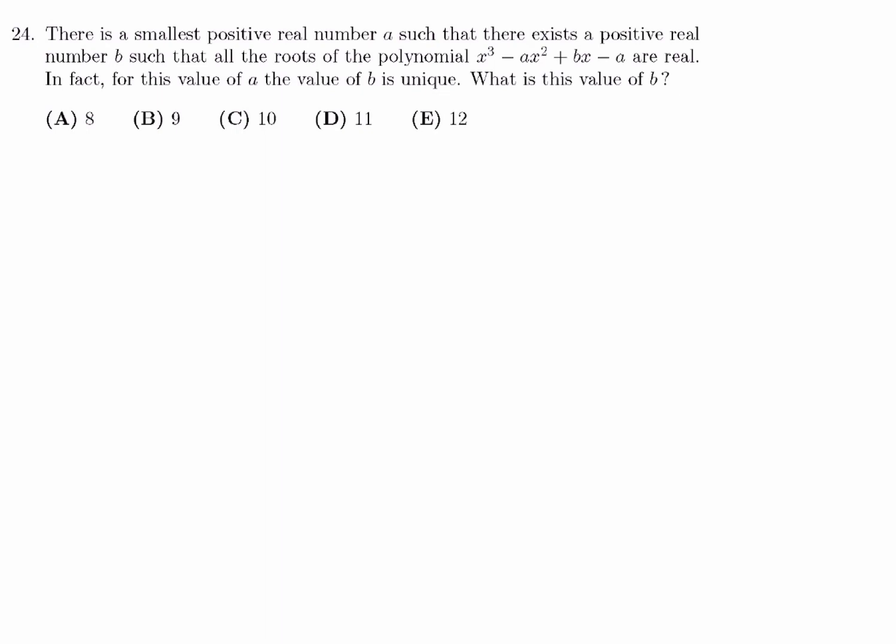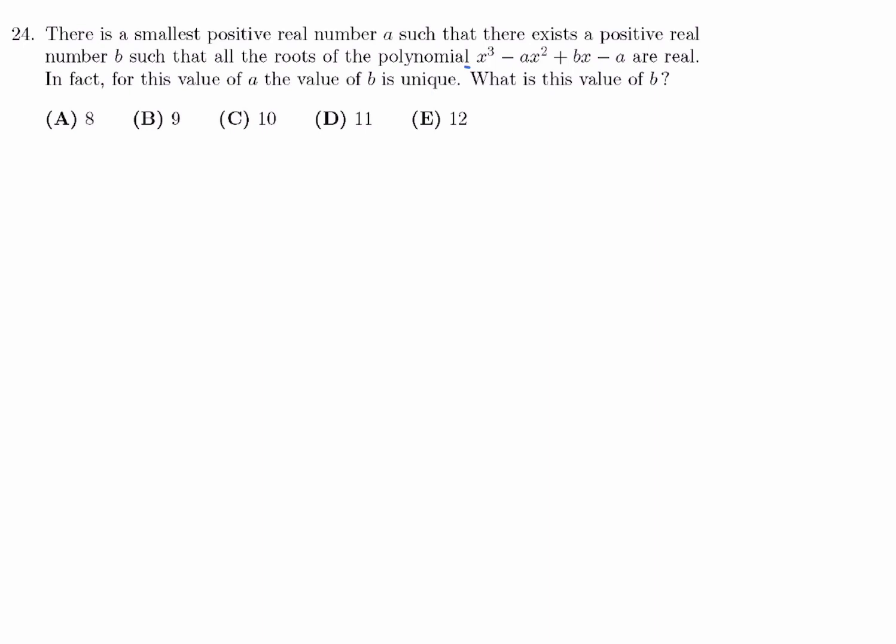There is a smallest positive real number a such that there exists a positive real number b such that all the roots of the polynomial x cubed minus ax squared plus bx minus a are real. In fact, for this value of a, the value of b is unique. What is the value of b?